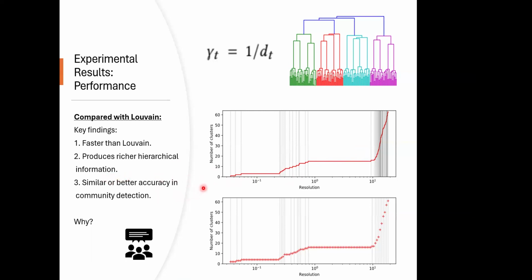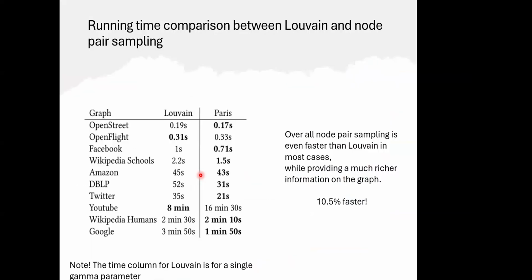It gives us richer hierarchical information. We also have a visualization over here, but we can use the elbow method if you don't want to use it. And we get similar or better accuracy in community detection. Let's see a comparison.